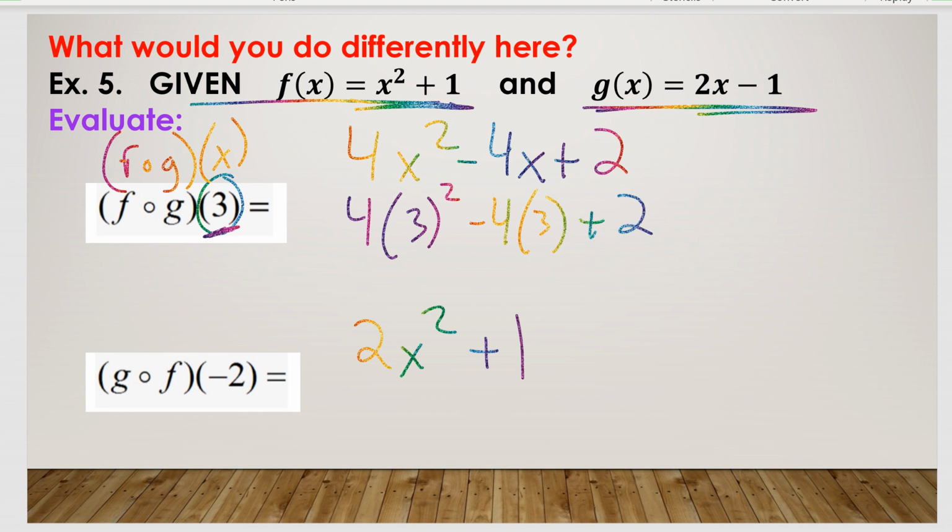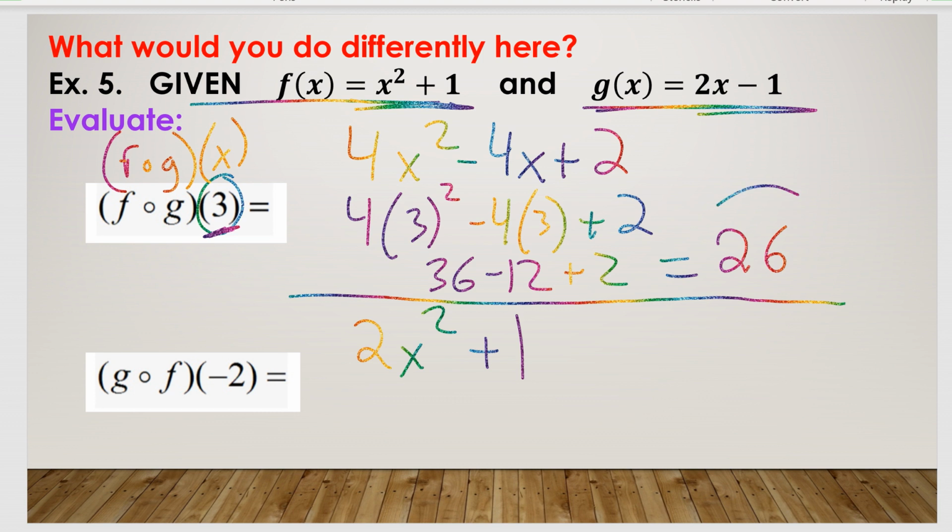Alright, and then we just would work that out. So we have 3 squared is 9. 9 times 4 is 36. 4 times 3 is 12. And then we've got our plus 2. And draw a line here to kind of separate the 2 there. So then if we go 36 minus 12, that's 24. 24 plus 2 is 26. So we arrive at a much prettier answer. It's a set whole number rather than still in an expression or an equation form like we got there.